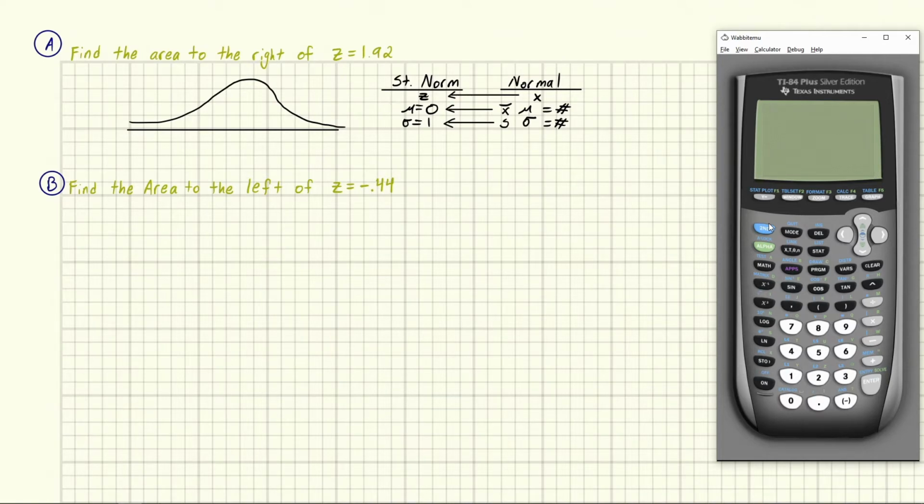So let's go ahead and graph it. Now the middle is the mean. You might make an x value line and a z value line. The x value line would have whatever the mean was for that sample, and the z value line will always have 0. Since we're doing z-scores, it's 0. And then somewhere over here, right on the positive side, is 1.92. That's our z-score that we're interested in, and we want the area to the right of this z-score.